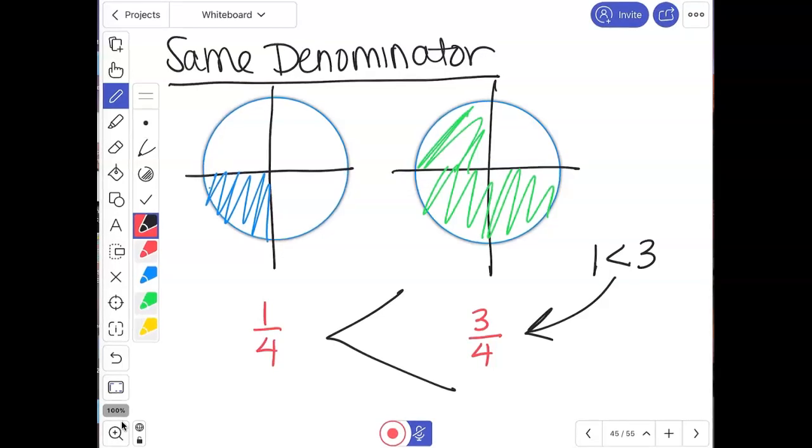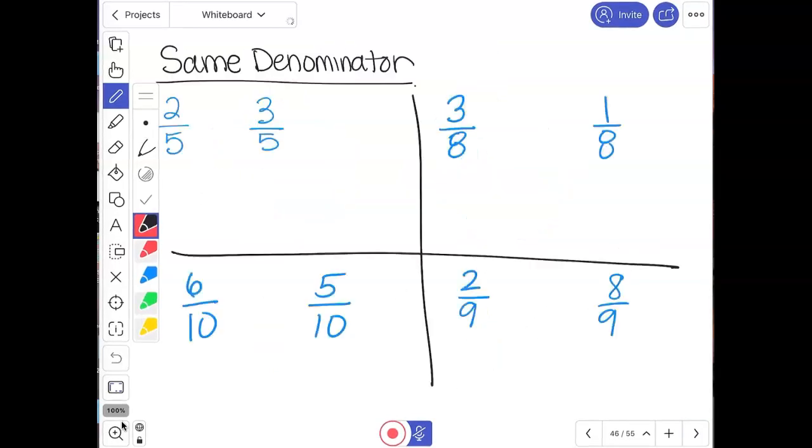So let's do a quick couple practice problems without our visual models. So if I've got 2/5 and 3/5, the denominators are the same, and 2 is less than 3. So 2/5 is less than 3/5. Let's look at the next one. 3/8 and 1/8. Both of them are eighths. 3 is greater than 1. So 3/8 is greater than 1/8.